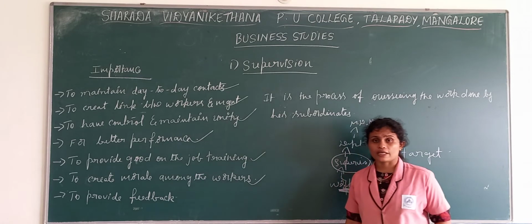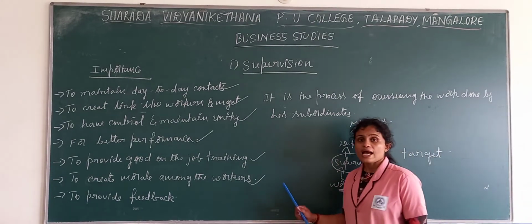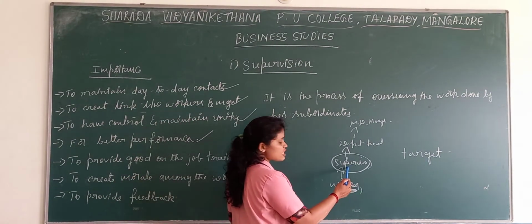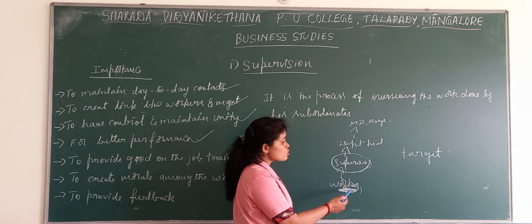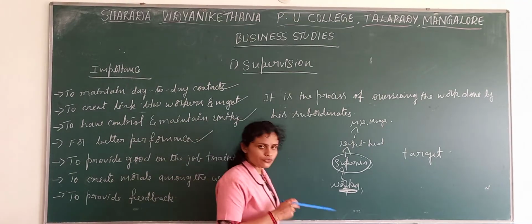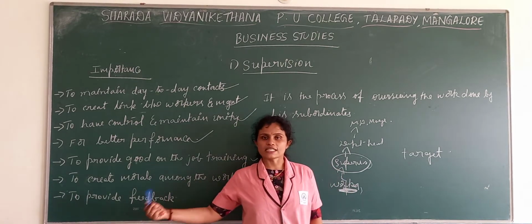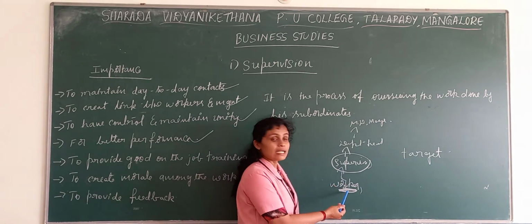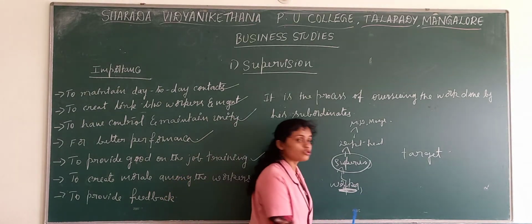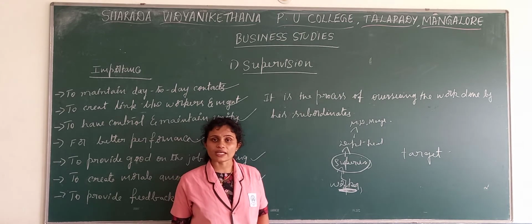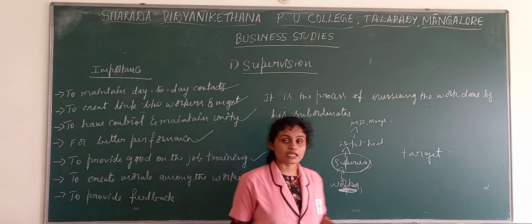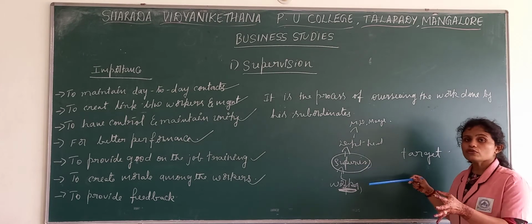Then the last one, to provide feedback. What is that? Workers will be working, and after they complete their work, the supervisor immediately gets to know what they have done. So after seeing their work, he has to give feedback. Yes, you have done it rightly. Or, you have done it rightly, but there are some drawbacks. He has to tell those drawbacks to the workers. If he gives feedback, it will be helpful to the workers to improve their performance. So it is his responsibility to give proper feedback.